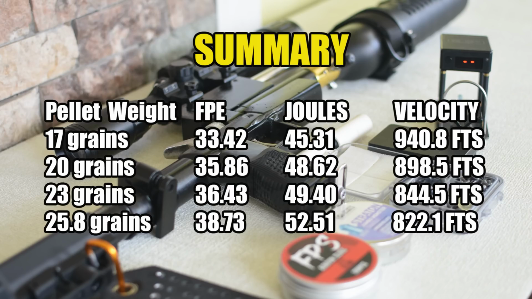Here is the summary of shots. The lighter the pellet, the more velocity but less power. The heavier the pellet, the less velocity but more power. From this summary, the heavier pellets can take down large targets.